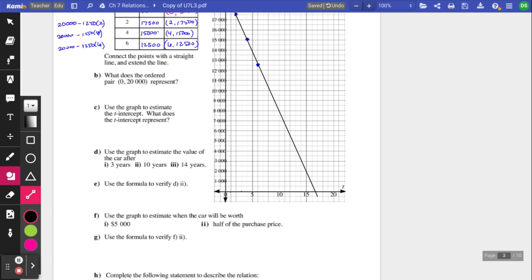So then it says this. What does the ordered pair 0 and 20,000 represent? You're going to have to say this in words to me. So give me some words. What does that value, 0, 20,000 represent, Kylie?